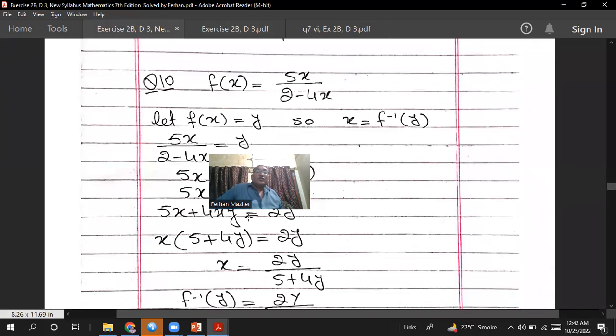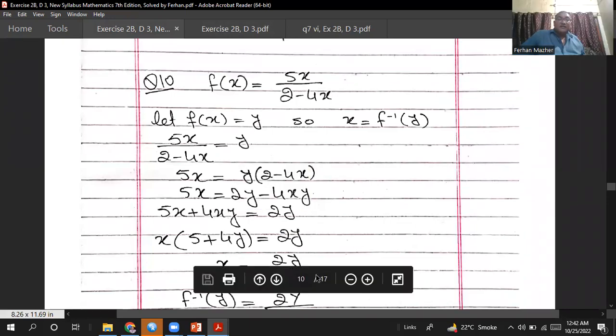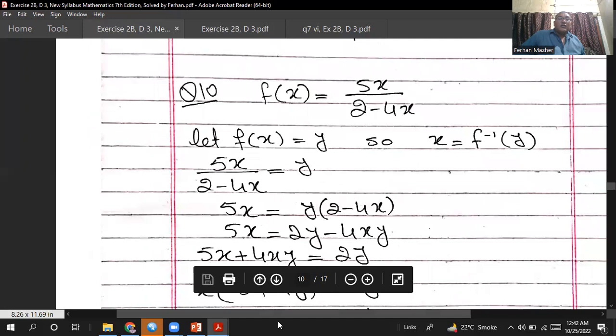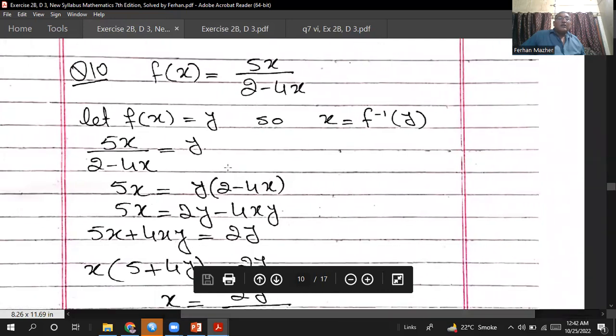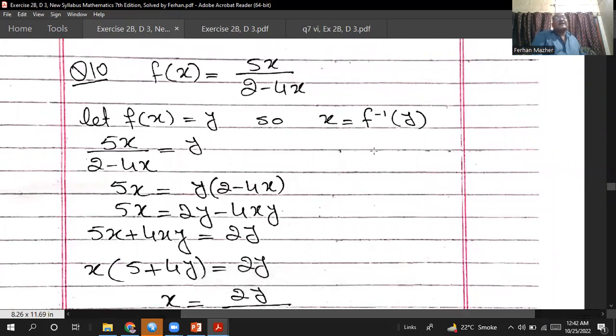Okay, f of x equals 5x divided by 2 minus 4x. So let f of x equal y. So x will be equal to f inverse of y. So f of x equals y. In the place of f of x, I will substitute that expression.